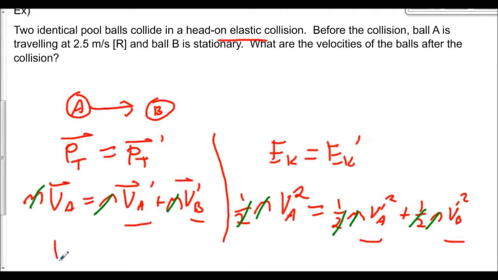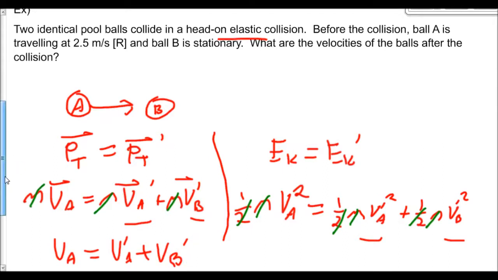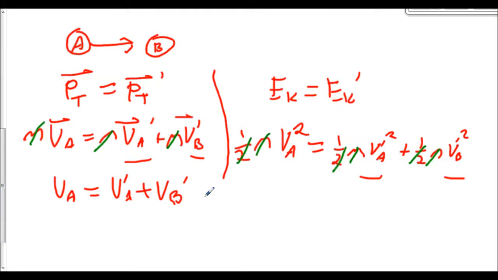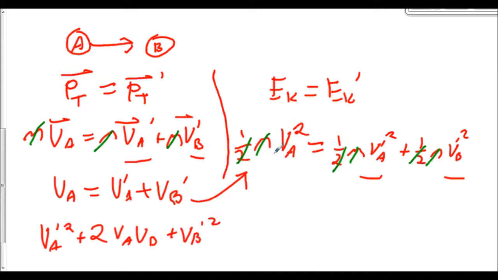I can just say that the speed of A is equal to the speed of A afterwards plus the speed of B afterwards. And again, I hope you can see why I can drop the vector signs here. Because we're traveling in one dimension, I don't have to worry about vectors, but we will talk about how to bring that in later. So if I sub that into this expression, I'm going to have VA squared, and if you remember your binomial expansion, I'm going to have VA prime squared plus 2 VA VB plus VB squared.